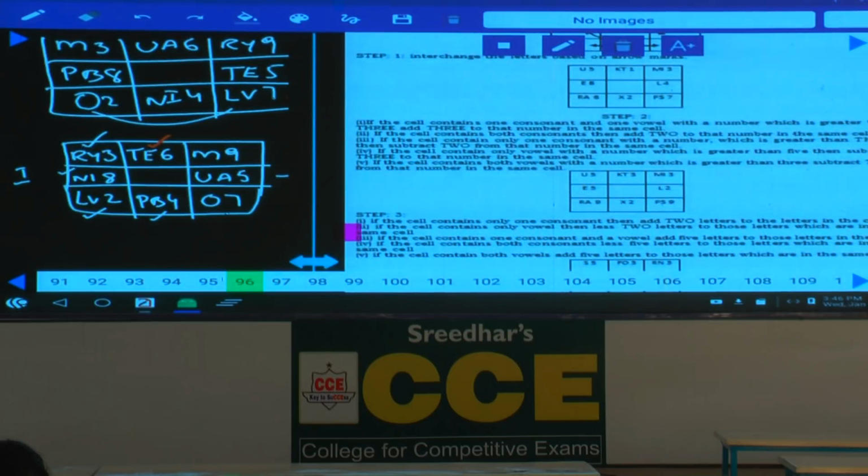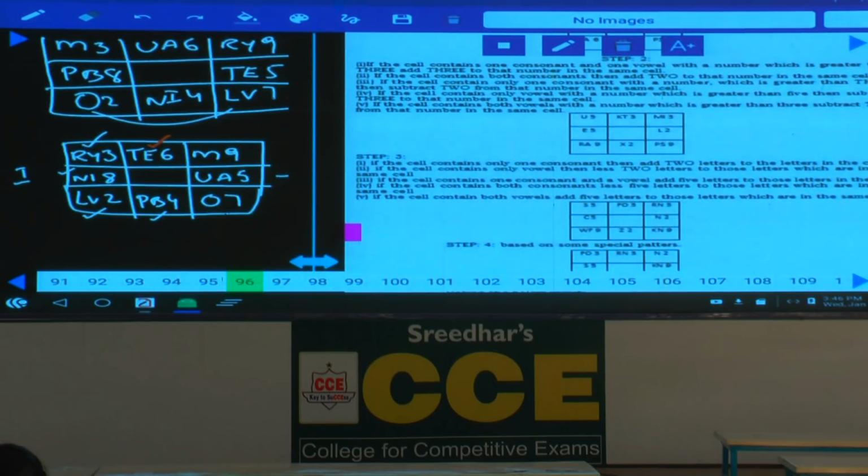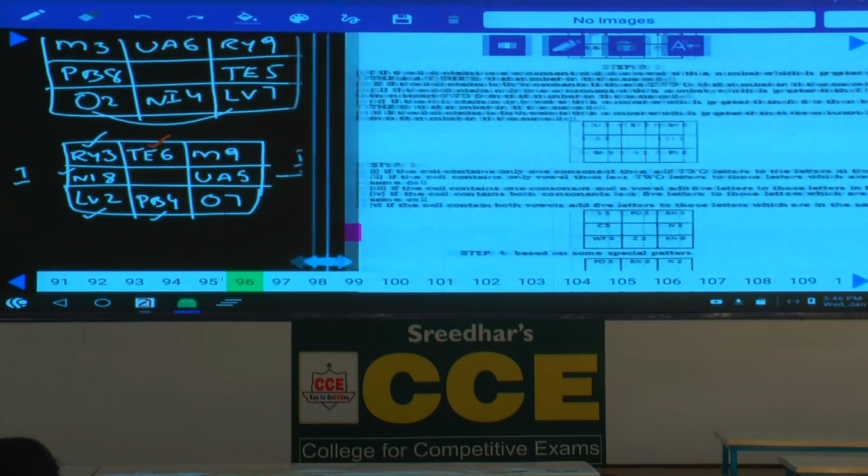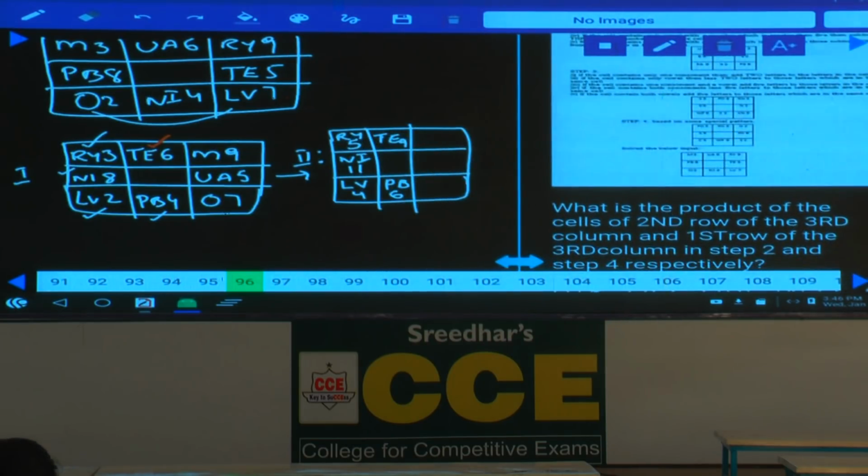Then coming to the third rule. What is the third rule here? If the cell contains only one consonant with a number which is greater than 3, then we should subtract 2 from that number, then minus 2. Now, sir, only one consonant and a number greater than 3, 2 should be subtracted.